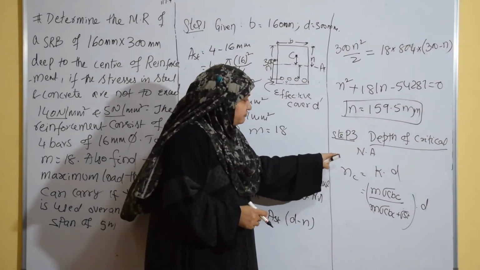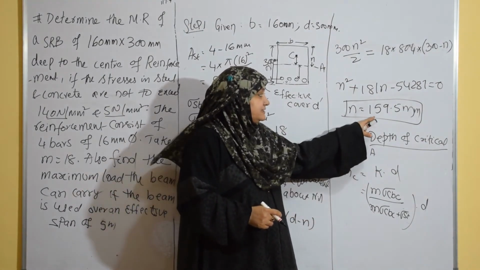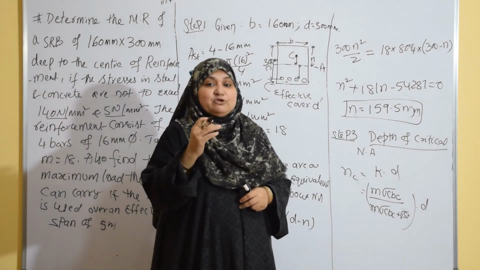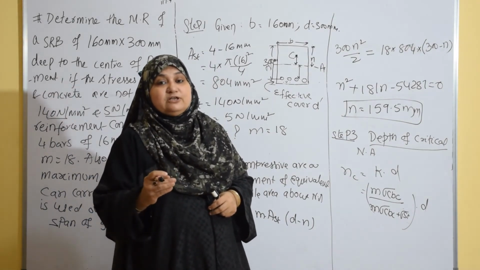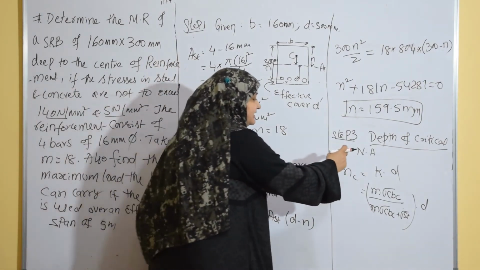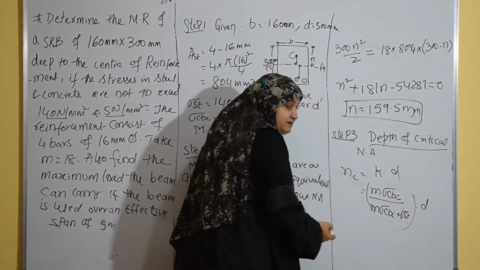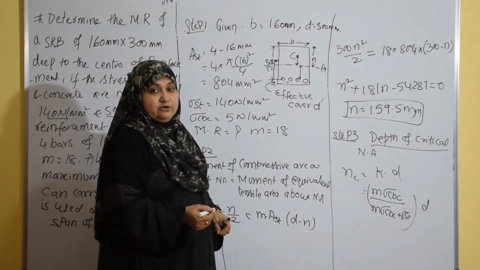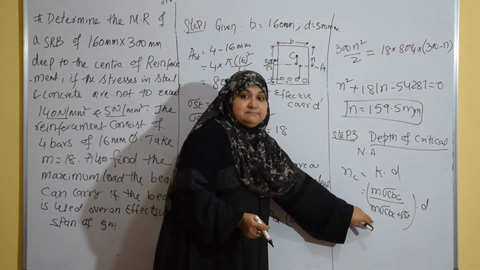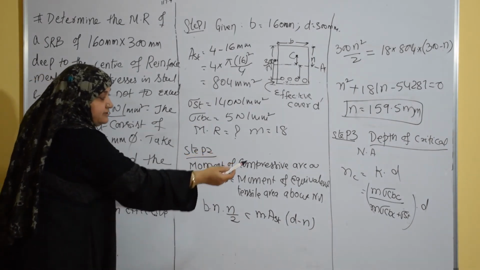So the next, step 3, we have to find out the depth of critical neutral axis so that we can compare it with the depth of neutral axis of the section. When we compare that, you can arrive at the conclusion whether it is an under reinforced section or over reinforced section. Fine. So the depth of critical neutral axis is NC equal to K into D. The K formula we already know from our previous videos. If you haven't watched, do watch my earlier videos for continuity. So K is equal to M sigma CBC by M sigma CBC plus sigma ST, into D. All the values are available in the given data. Simply we have to substitute.